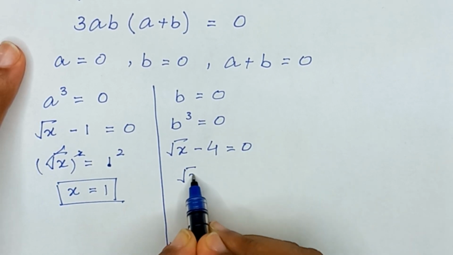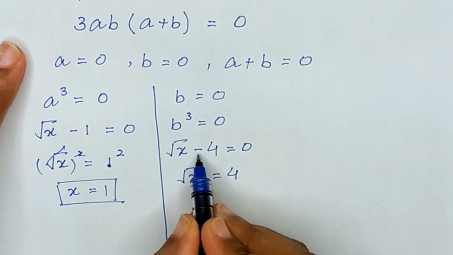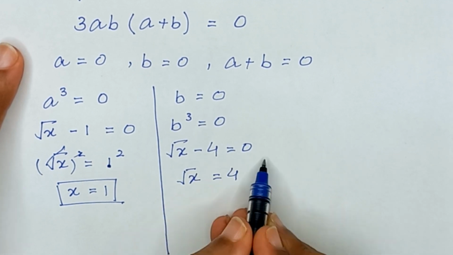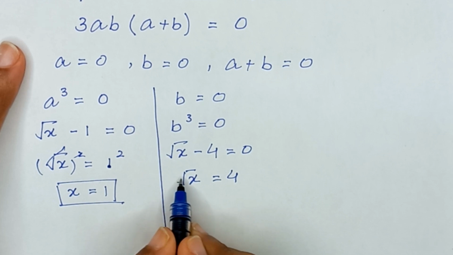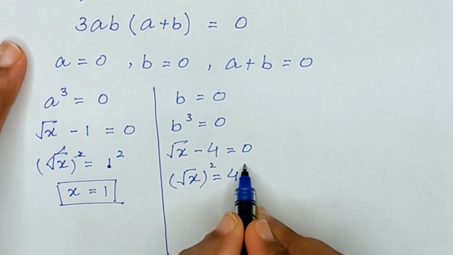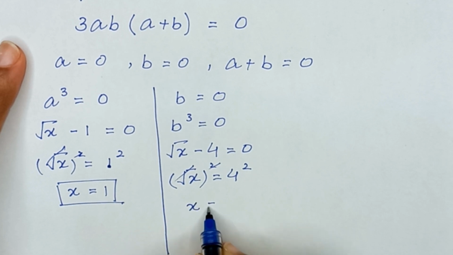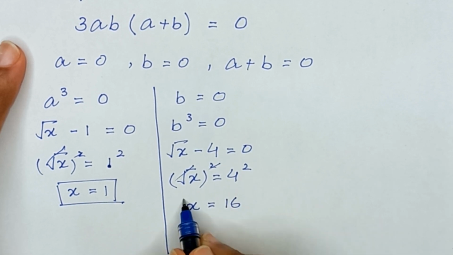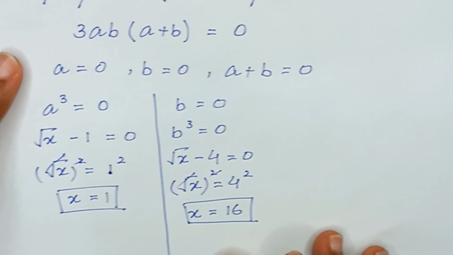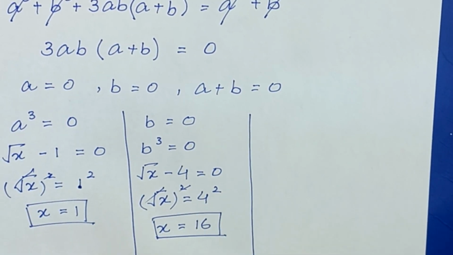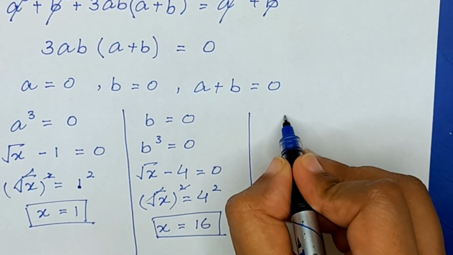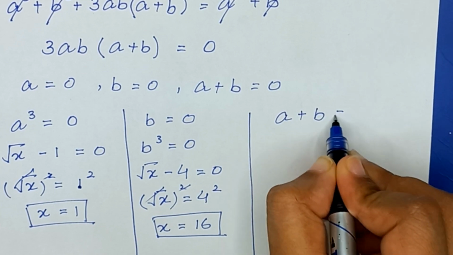So from here square root of x is equal to 4. We will take this negative 4 to the right hand side, so it will become positive. Now we'll take square on both sides to remove this radical sign. So square and square root will be cancelled out, and x is equal to 4 square, which is 16. Now here we have another case, which is a plus b is equal to 0.